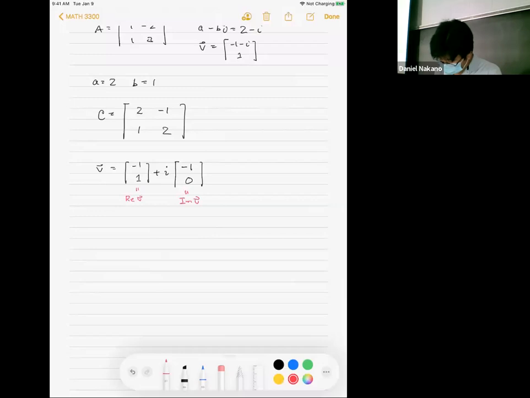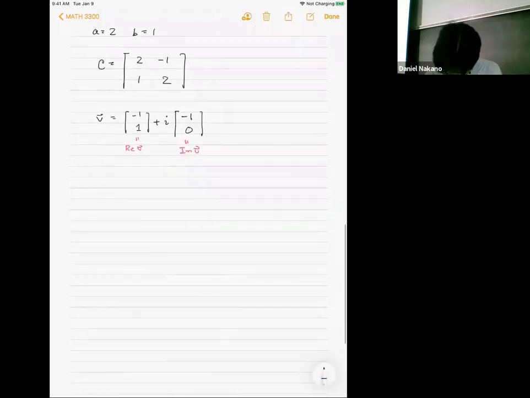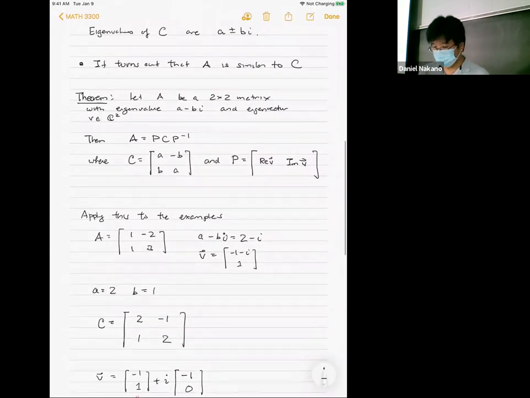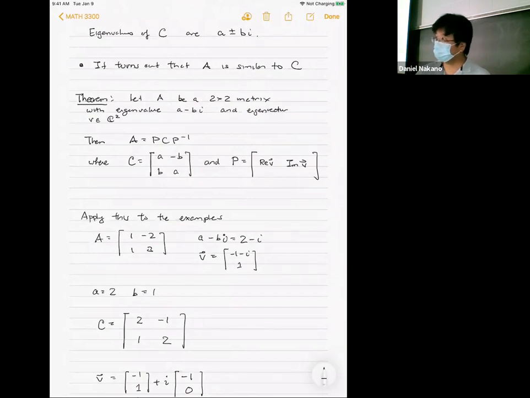Now we can write our matrix P out. P you get by putting the real part down one column and the imaginary part down the other column. What matrix do we get? [-1, -1; 1, 0]. Good. Any questions on this? This gives you a nice little recipe. As soon as you have a complex eigenvalue for a 2 by 2 matrix, you know that it's going to be similar to one of these [a, -b; b, a] matrices, which involves a scaling and a rotation. It's not diagonalizable, but it's similar to this type of matrix.